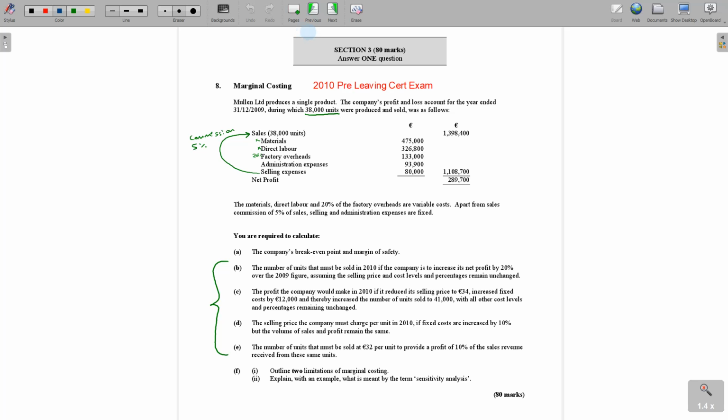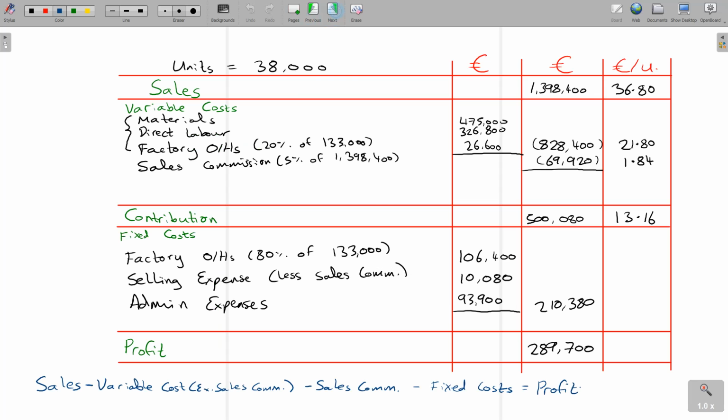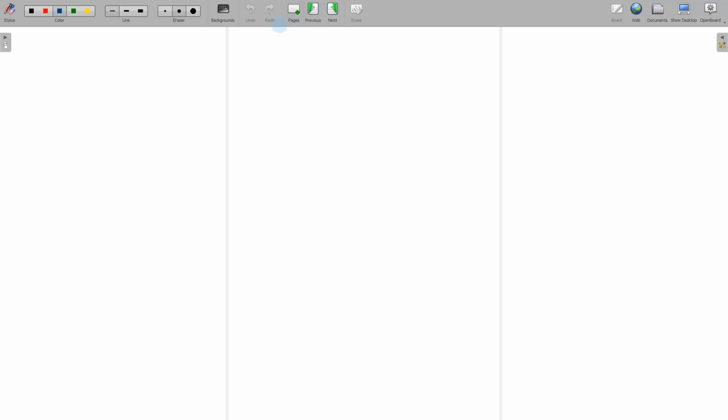They're asking us for the company's break-even point and margin of safety. So I'll just create a new page and we're going to do the break-even point. So logically, what does the break-even point mean? Well, the break-even point means how many units you must sell in order to cover your fixed costs. Or sorry, to cover all your costs.